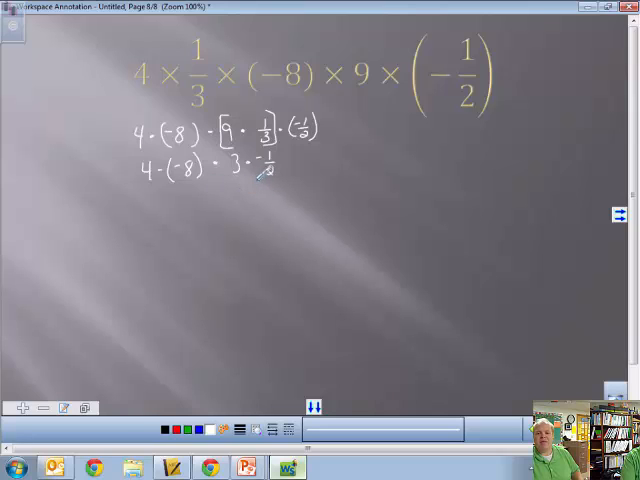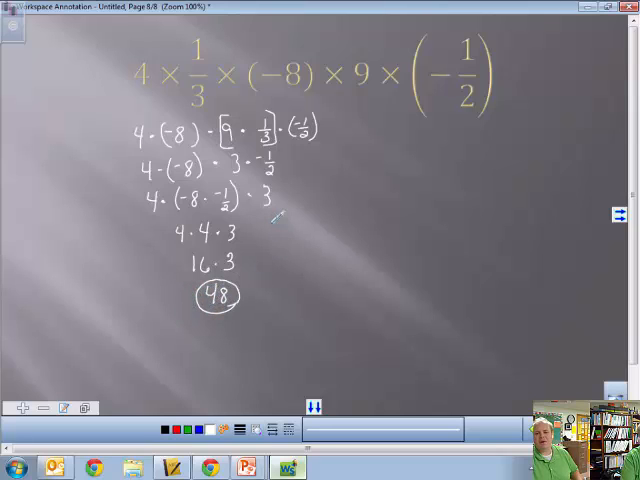Now I'm going to do the same thing. I'm going to move this 1/2 to where I can get rid of it pretty easily. I can do that either with the 4 or the 8. It doesn't really matter, so let's take it with the 8. So I'm going to rearrange things. I'm going to have 4 times a negative 8 times a negative 1/2. There, I changed the grouping again, times 3. Negative 8 times 1/2 is 4, because the negative times the negative is a positive, and 8 times 1/2 is 4. So then I have 4 times 4 times 3. 4 times 4 is 16.